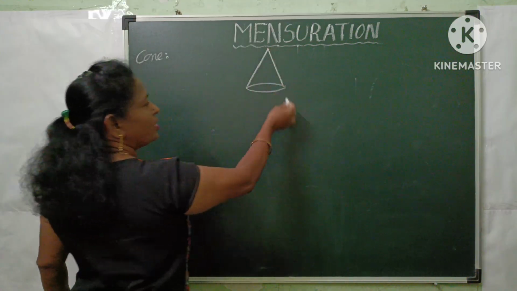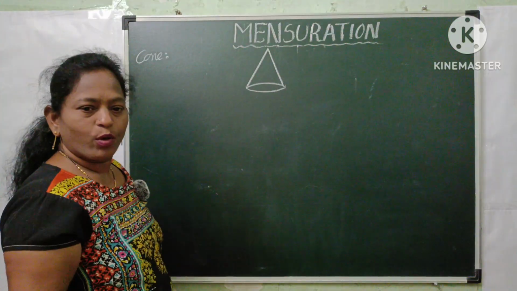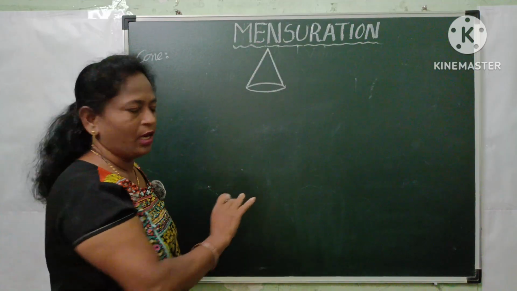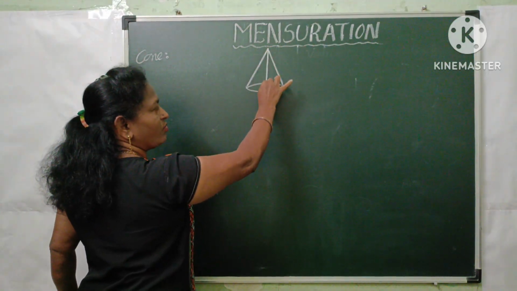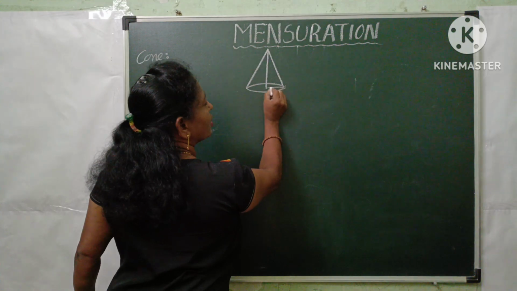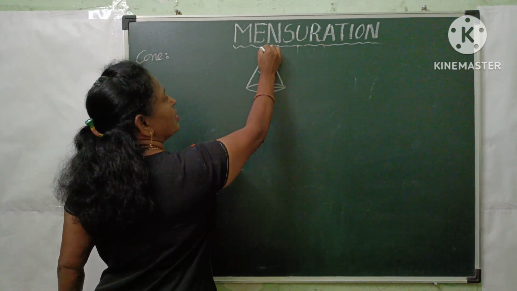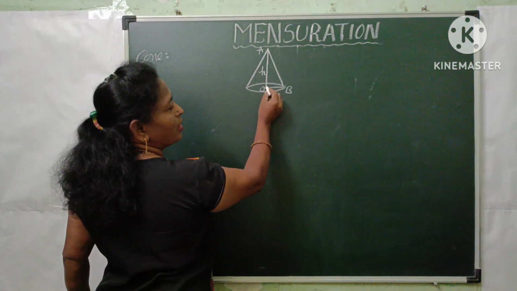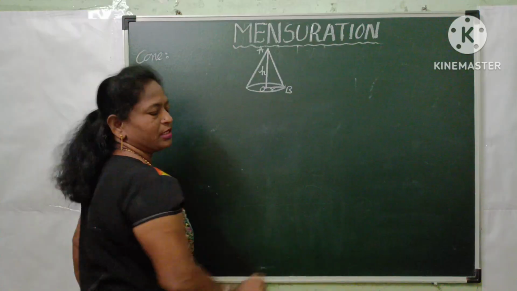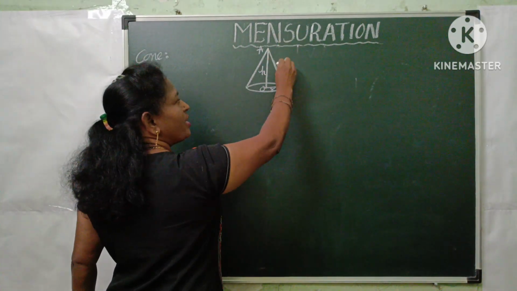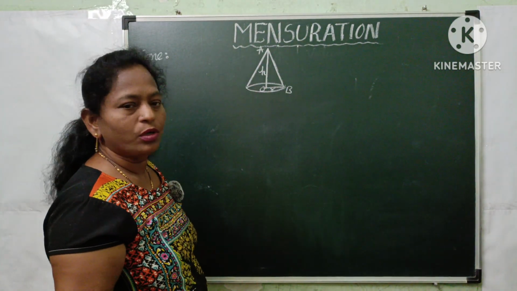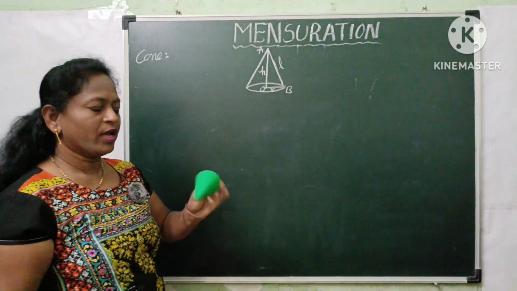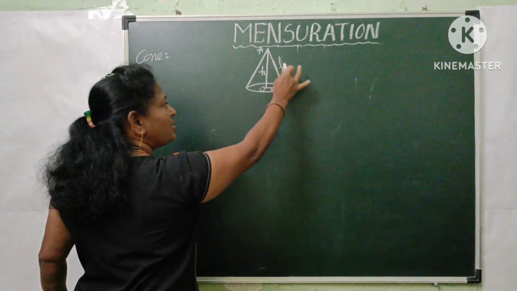Here it is a cone. For the height of the cone, we draw a line segment from the vertex to the center of the circle. This is the height. A, O, B. Here, from the center of the circle to the boundary, it is the radius. And here AB is the slant height of the cone. For the slant height we use the letter L. So this is the cone. First we have to find the slant height of the cone.